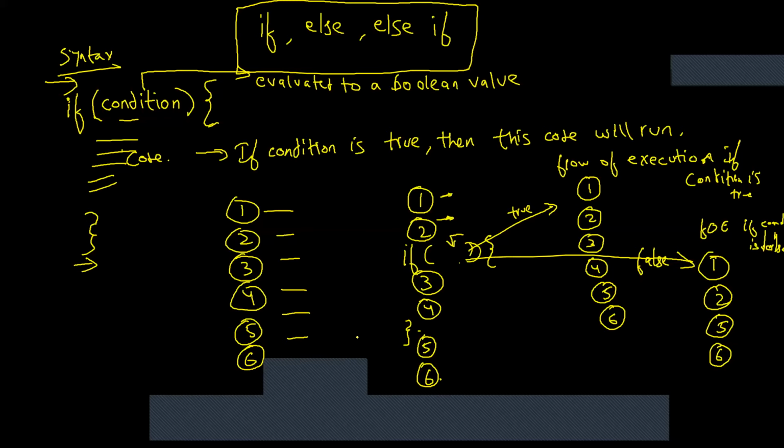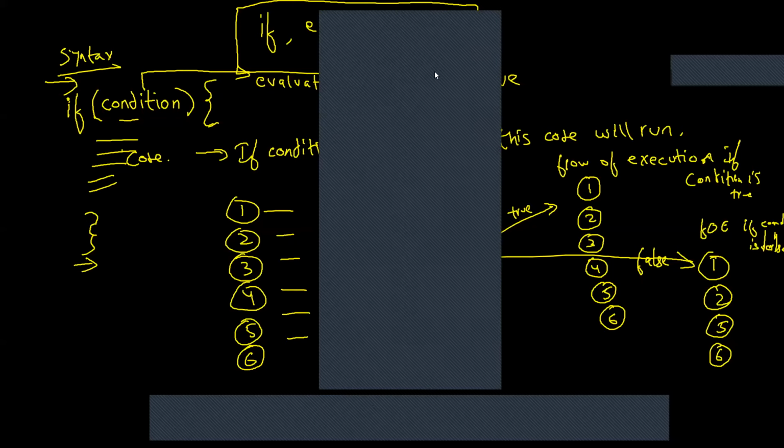So for you guys to understand the conditions: what is this condition? What is that thing that will be evaluated into a Boolean value? You guys need to understand that. Yeah, if else is necessary. Yeah, don't worry, I'll explain it to you. Don't worry, guys.